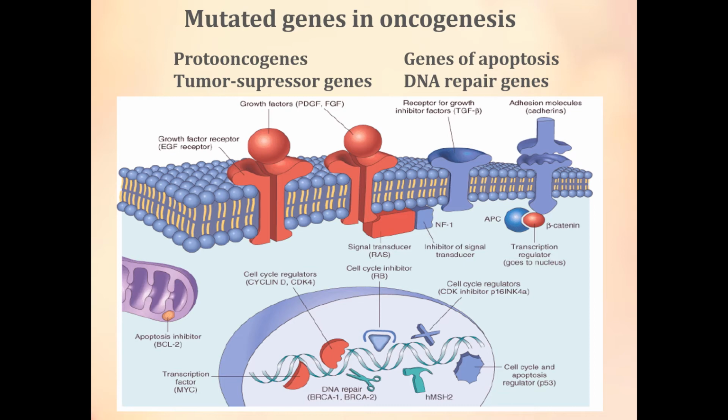The first is proto-oncogenes. Proto-oncogenes are genes of the normal cell and control cell proliferation. The second group is tumor suppressor genes, or anti-oncogenes. They are normal cell genes that, normally in healthy organisms, inhibit cell proliferation. The third type is the genes that regulate apoptosis, and lastly the genes of the DNA repair system.